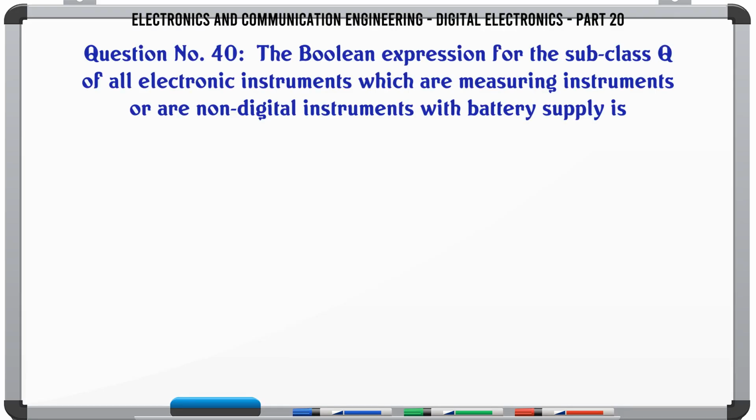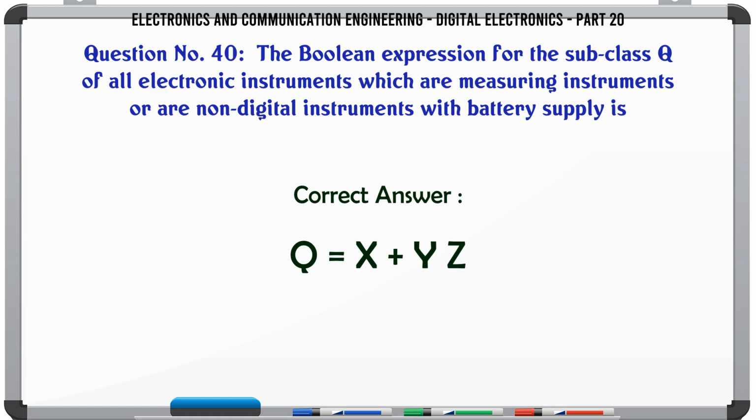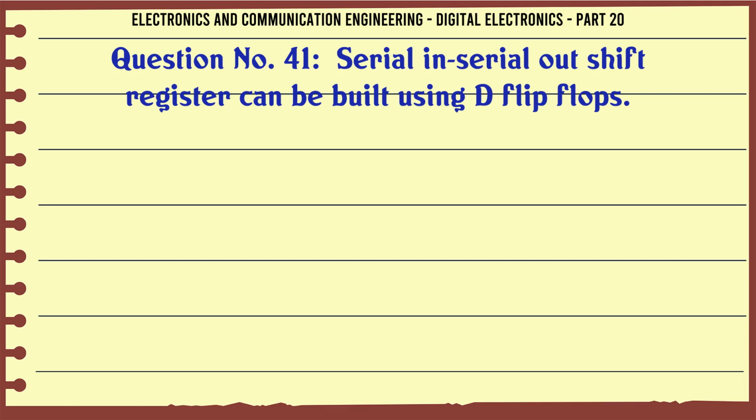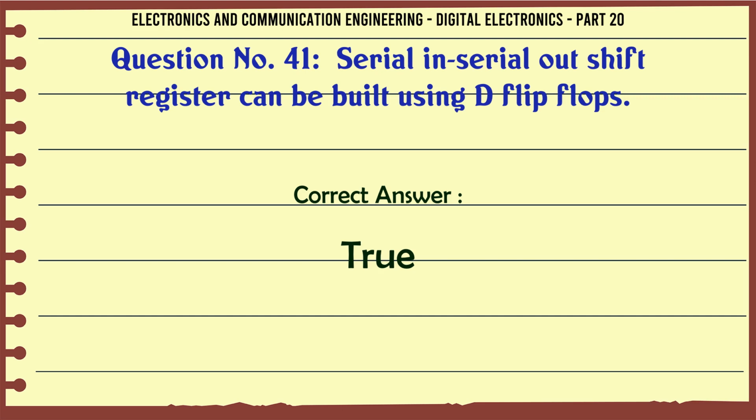The Boolean expression for the subclass Q of all electronic instruments which are measuring instruments or are non-digital instruments with battery supply is A, B, C, D. Serial in serial out shift register can be built using D flip-flops. A true, B false. The correct answer is true.